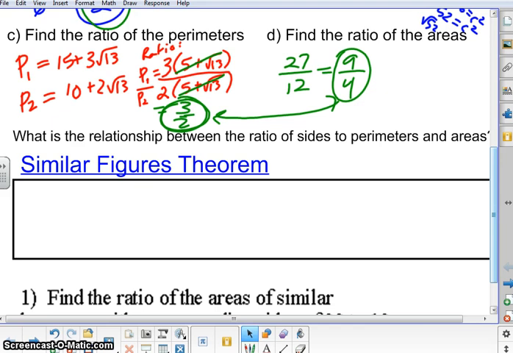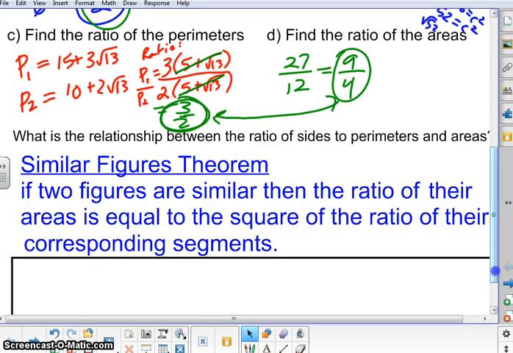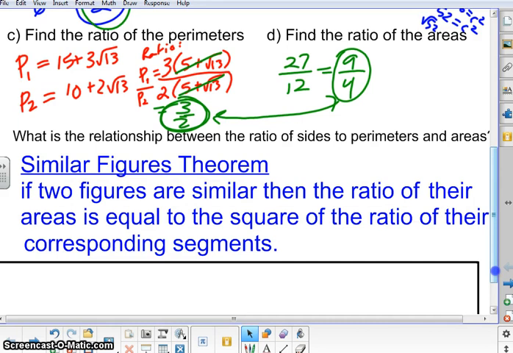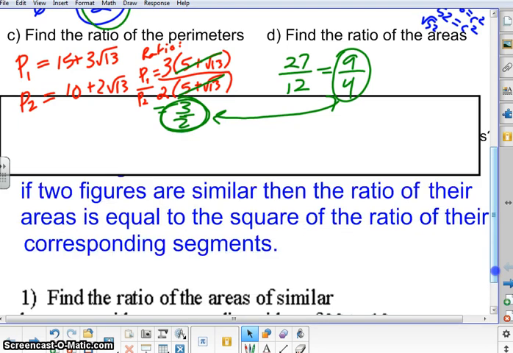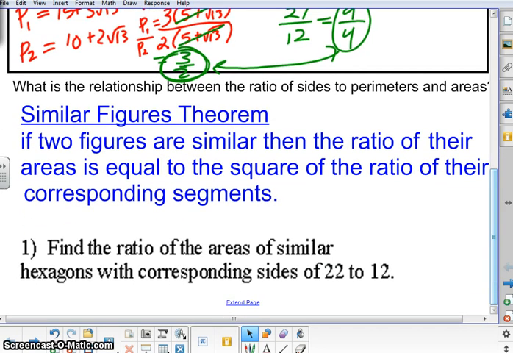So you may want to push pause and go ahead and write the theorem down. It says, if two figures are similar, then the ratio of their areas is equal to the square of the ratio of their corresponding segments. All right, so let's go ahead and get that out of the way up there. Let's go ahead and move on to the first example.